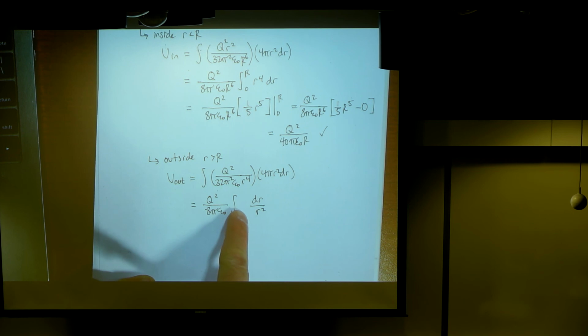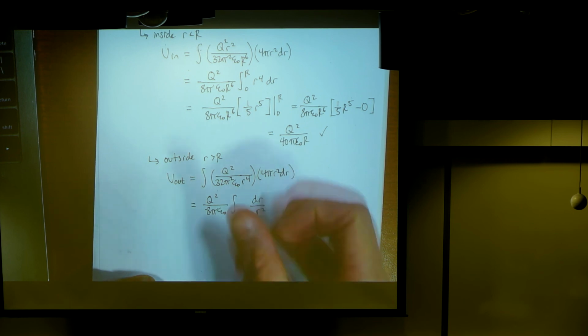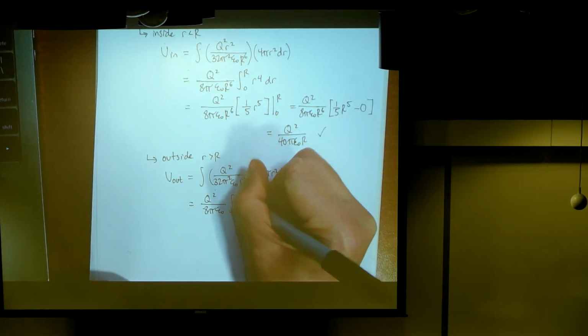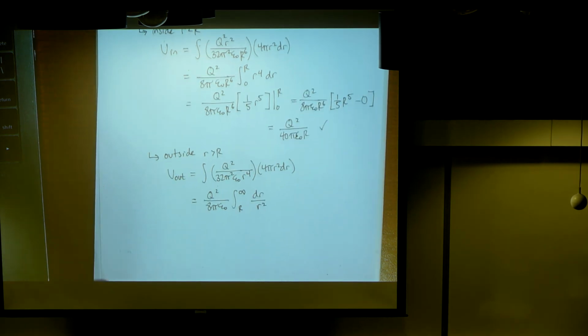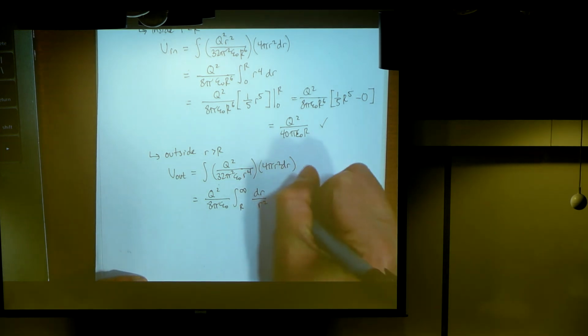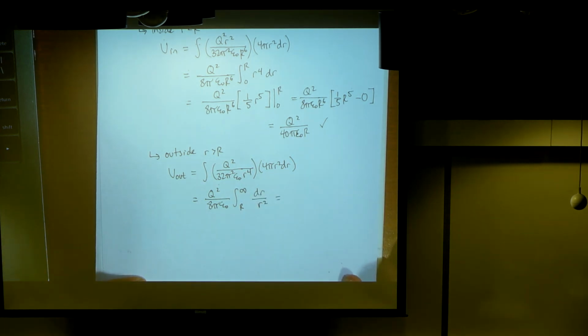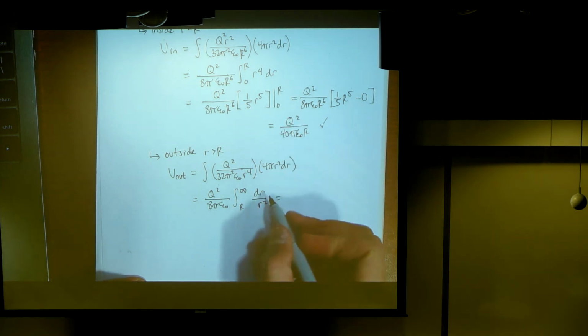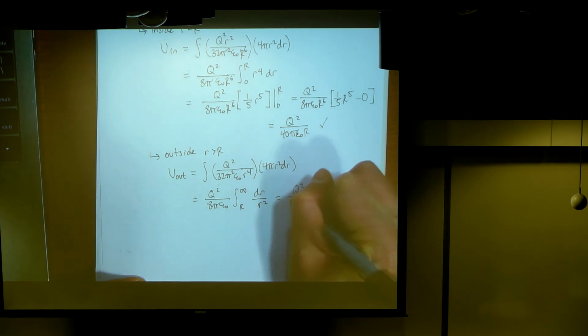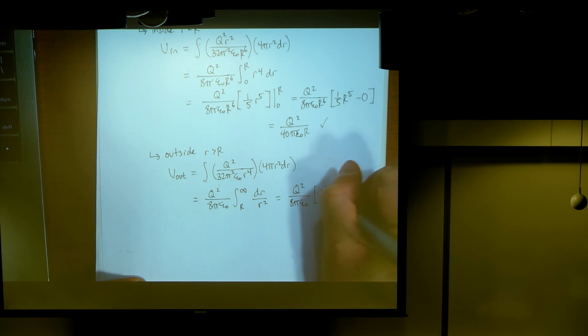What do I want to set my limits to here? Yeah, big R, so that's just barely outside of the sphere. And then just take it as far as you want it to go, infinity. So that covers all of space, okay? Because we've included all of the inside and all of the outside. And what do I get when I do this integral right here? Yeah, this becomes negative 1 over r. Q squared over 8 pi epsilon naught minus 1 over little r, going from big R to infinity.